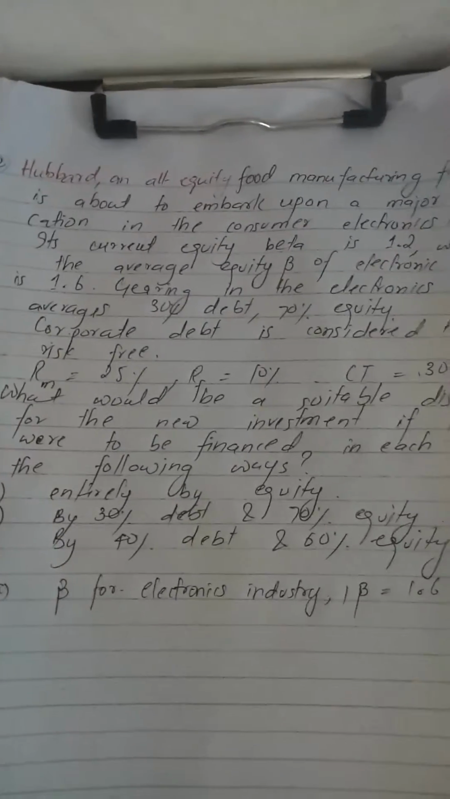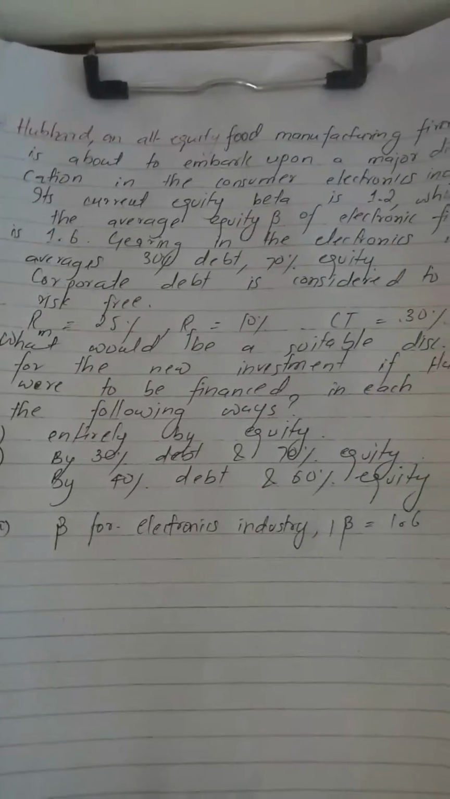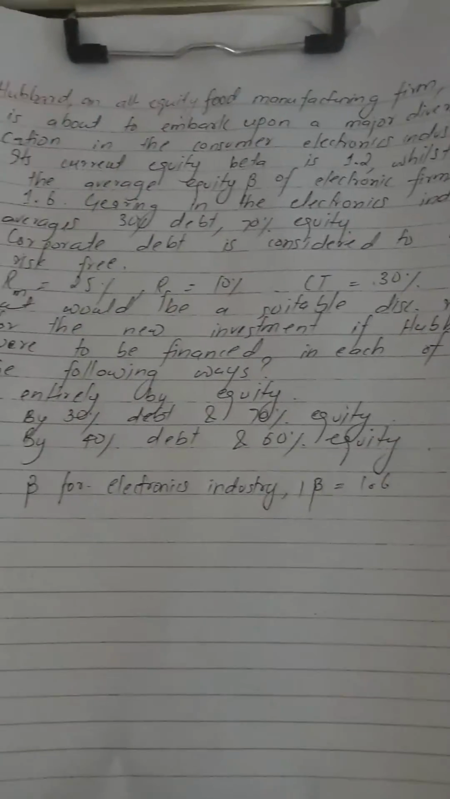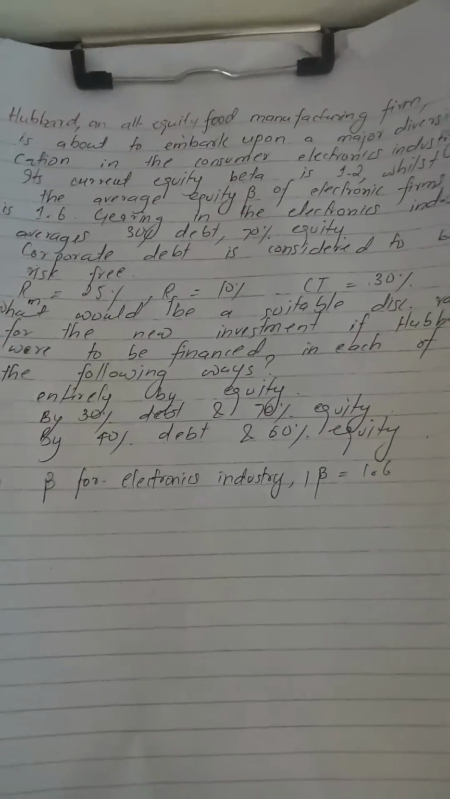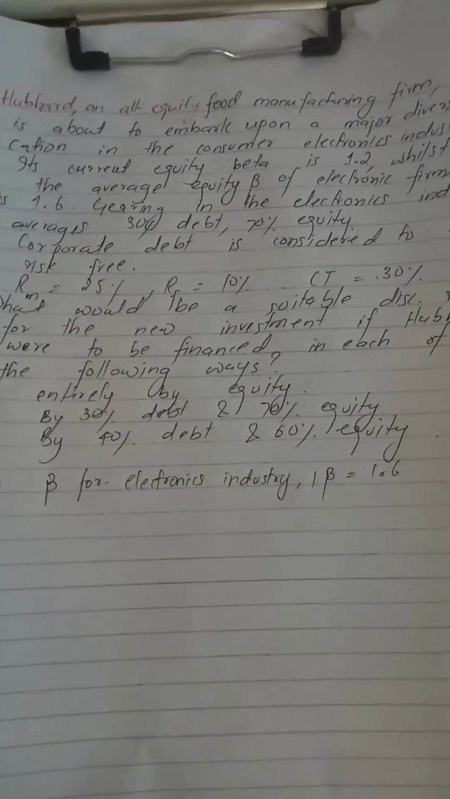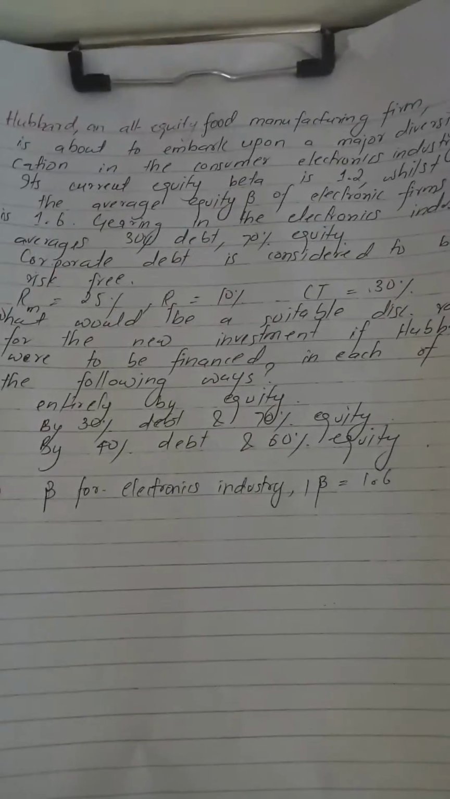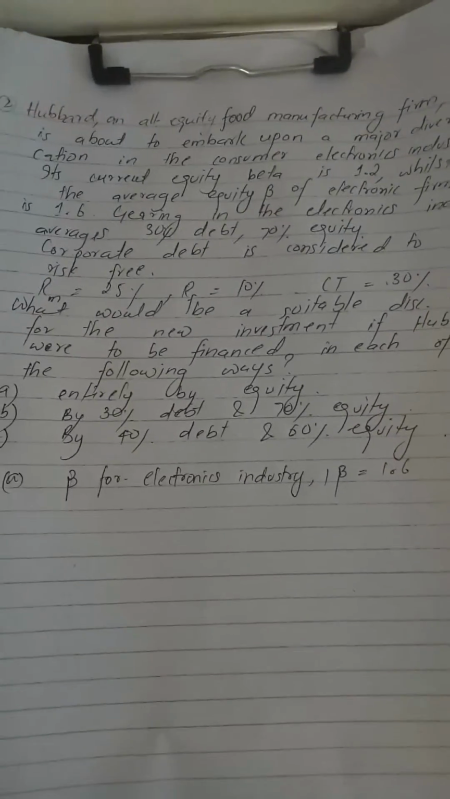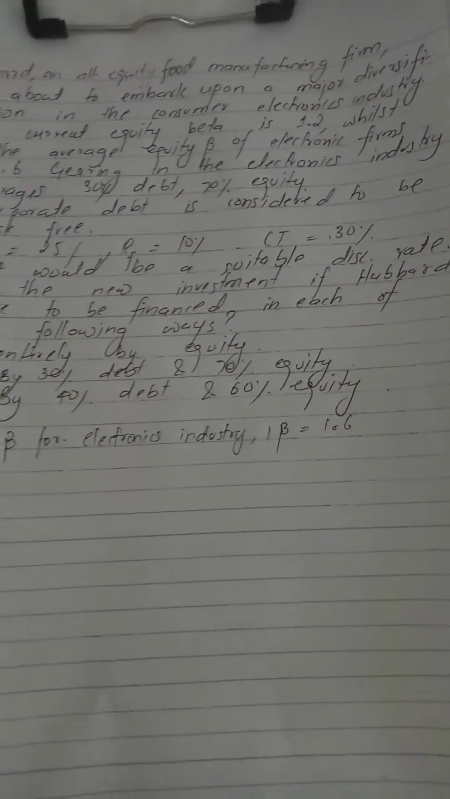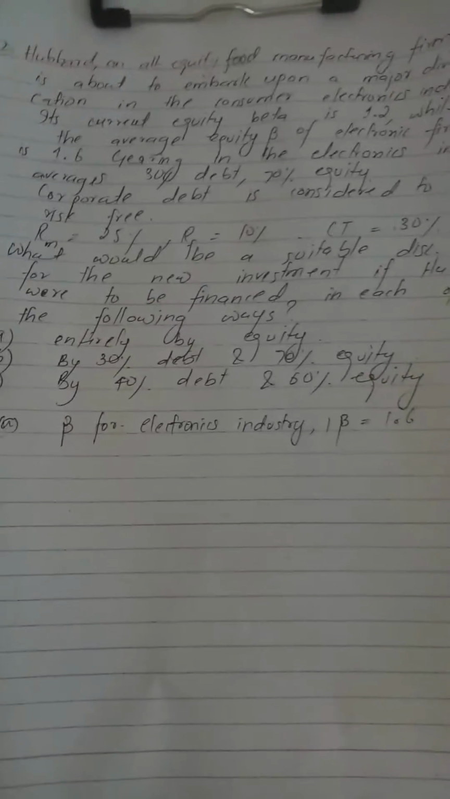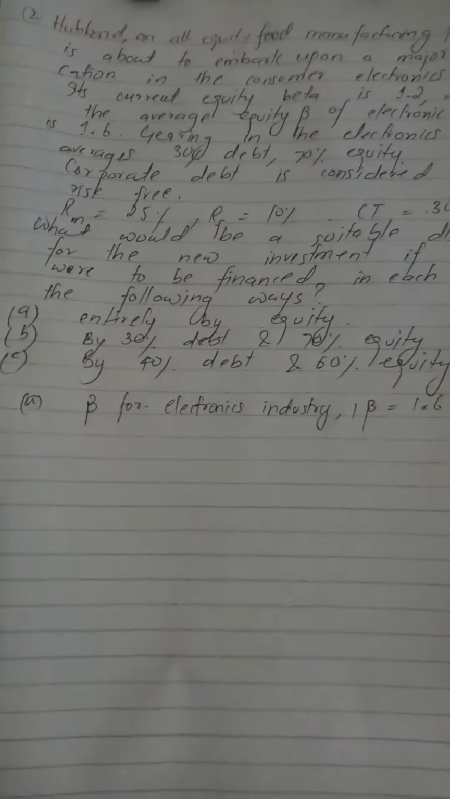Hubbard, an all-equity food manufacturing firm, is about to embark upon a major diversification in the consumer electronics industry. First of all, Hubbard is in the food industry and is now moving into the consumer electronics industry. Its current equity beta is 1.2, while the average equity beta of electronics firms is 1.6. Gearing in the electronics industry averages 30% debt, 70% equity. Corporate debt is considered to be risk-free.